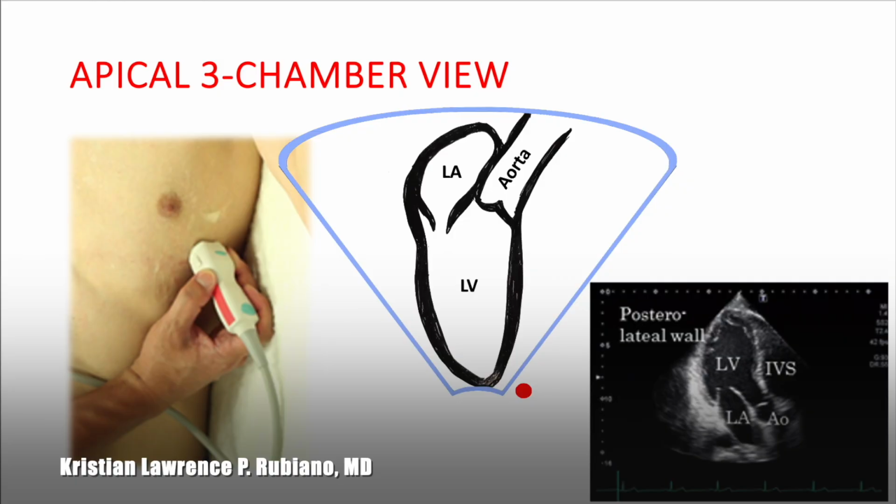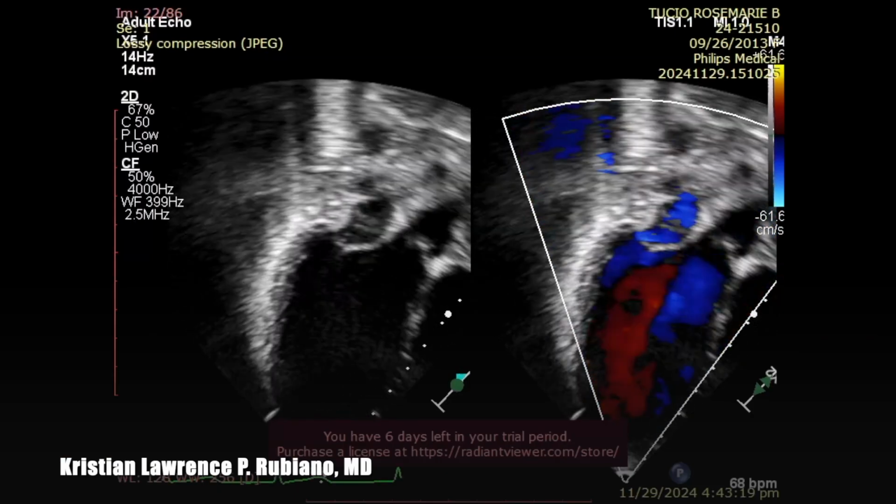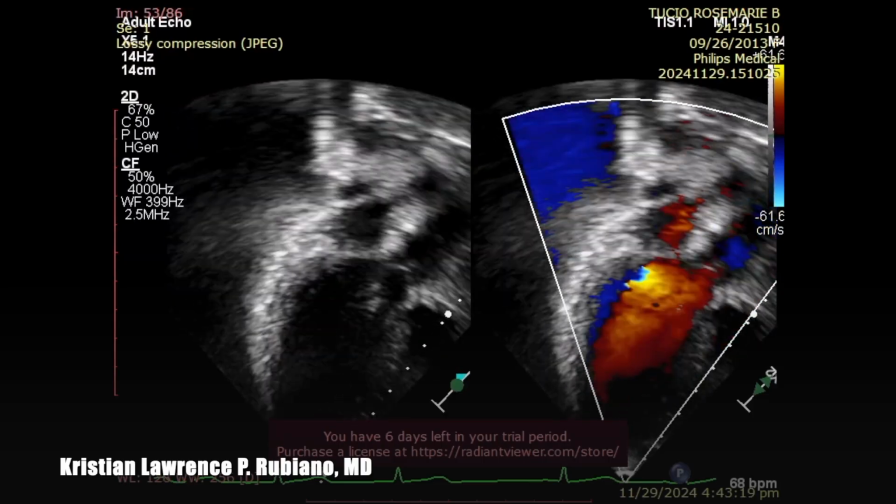The 3-chamber view can further evaluate the LVOT, including problems in the aorta and aortic valve. It is good in assessing LVOT obstruction. To do the 3-chamber view, rotate the index marker to approximately at the 11 o'clock position.